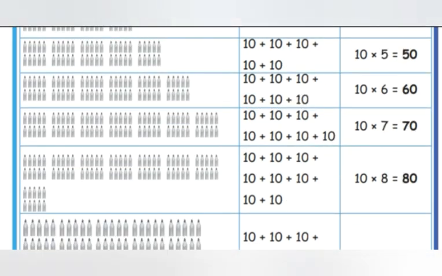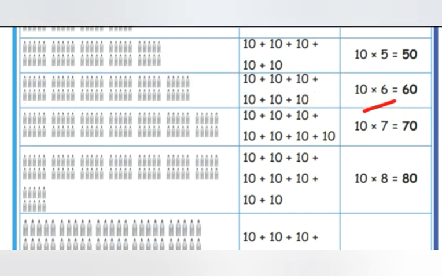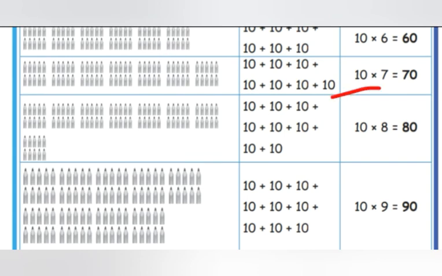Next, 6 times 10. Number of pencils 10. Number of boxes 6. The multiplication fact is 10 into 6 is equal to 60. Next, 7 times 10. Number of pencils 10. Number of boxes 7. Total pencils 70. Multiplication fact is 10 into 7 is equal to 70.